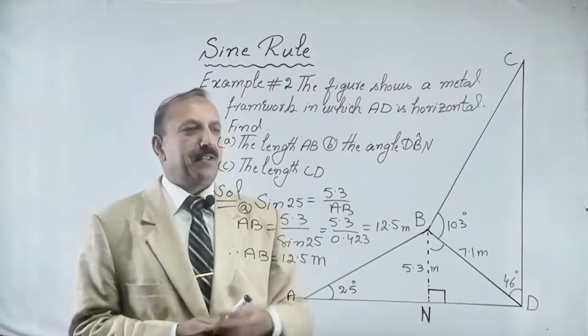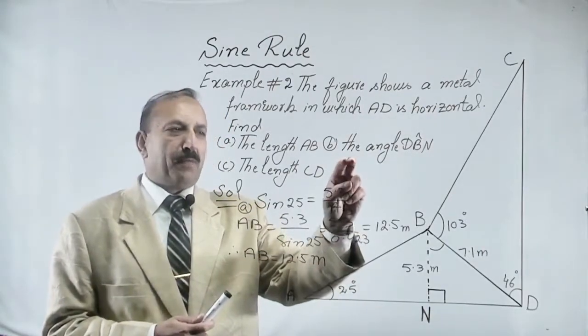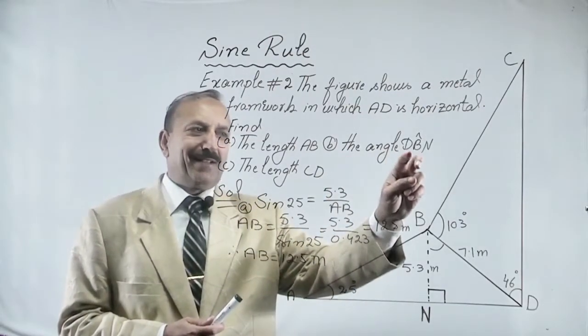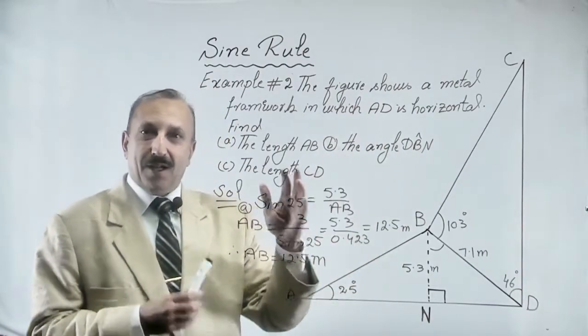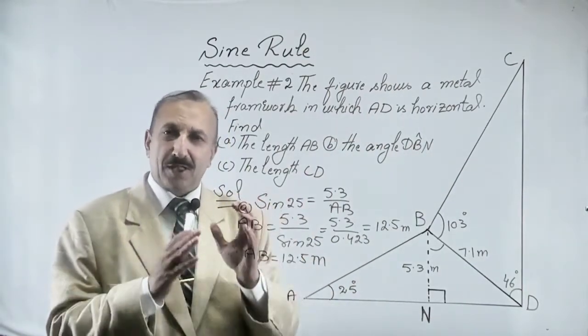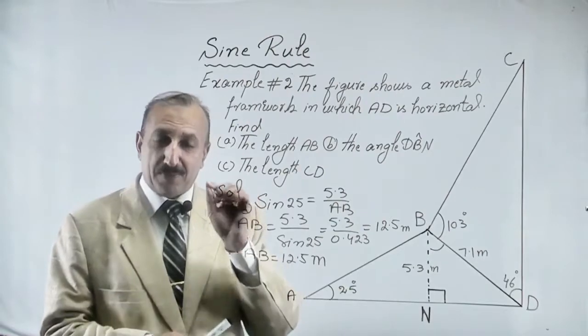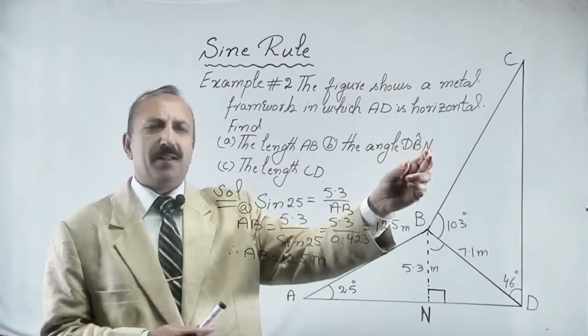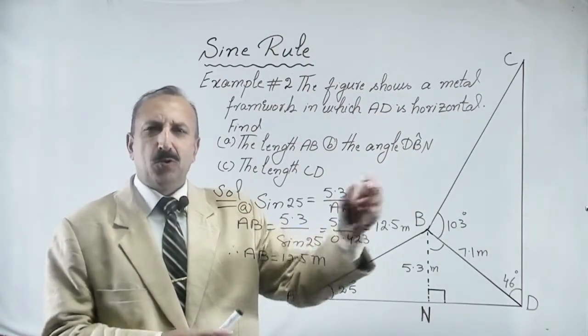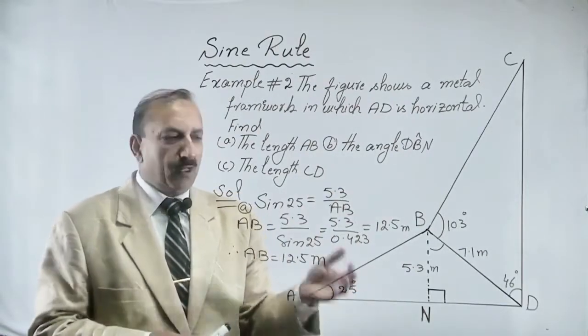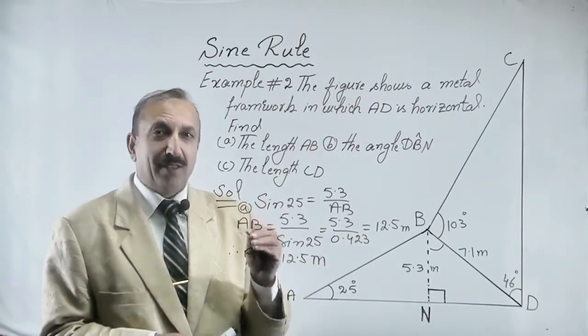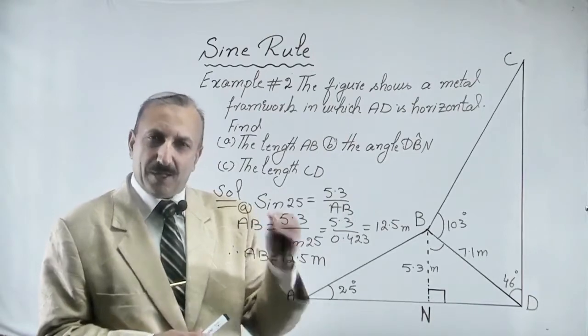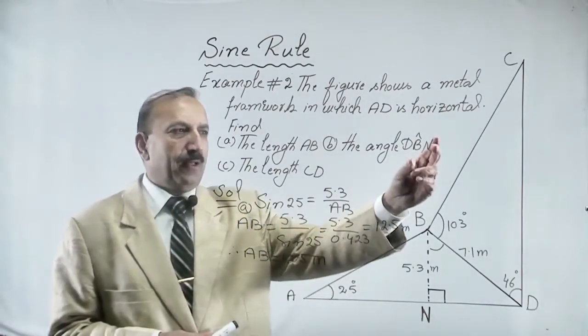Okay, let's see the second part. Part B, we are supposed to find the angle DBN. Again in the same way, we will just go to the respective triangle where this angle is present. We do not look at the picture as a whole, we will focus on the triangle. Are the given values helping us to find this? Okay, let's check it out.